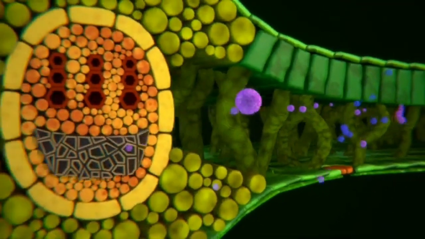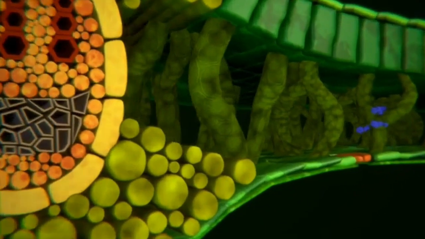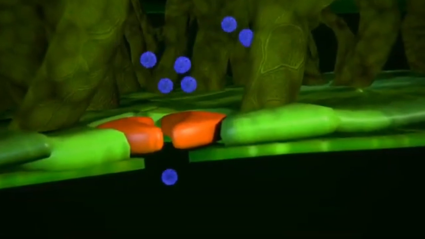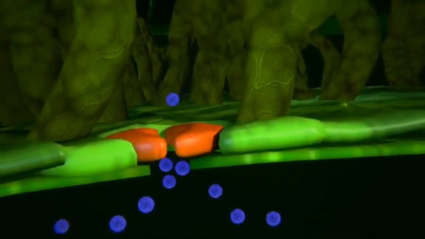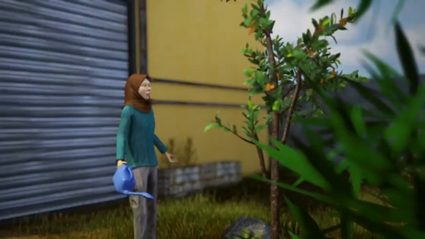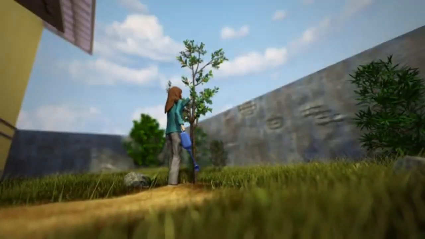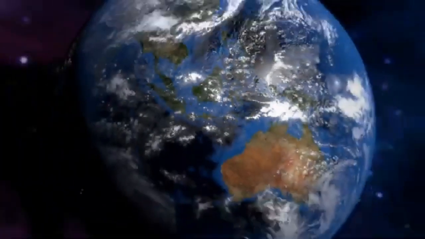Glucose is transported through the phloem to parts of the plant for nourishment and growth, while oxygen is released into the environment through the stomata. Oxygen is crucial for the survival of living beings, as it supports respiration and purifies the air, making it cleaner and fresher. Therefore, let us protect plants by taking care of them and avoiding indiscriminate deforestation to sustain life on Earth.